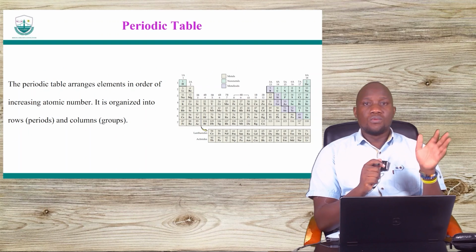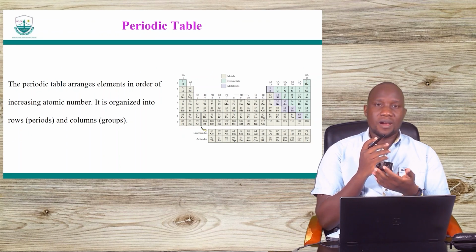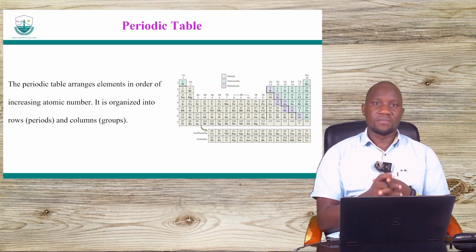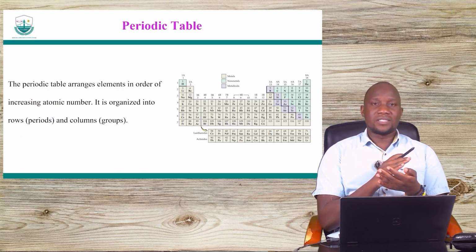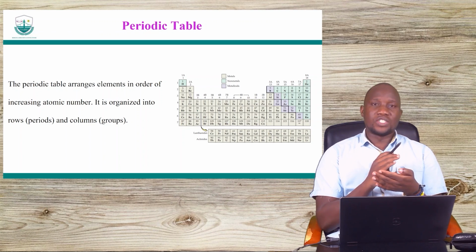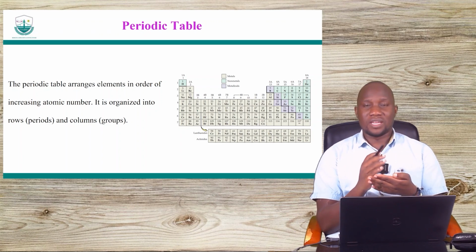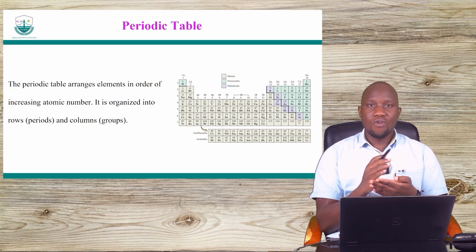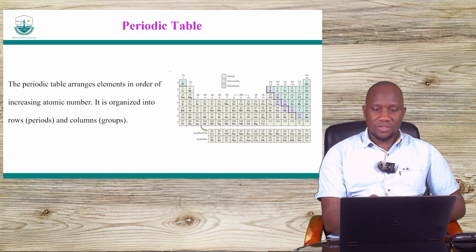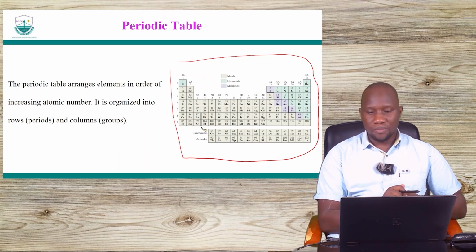Now we have those many elements, right? So how can we present them in an organized way? The periodic table answers that question. The periodic table has all these elements organized according to their atomic numbers, according to the number of protons. Okay, so this is what you see here. This is what we call the periodic table.